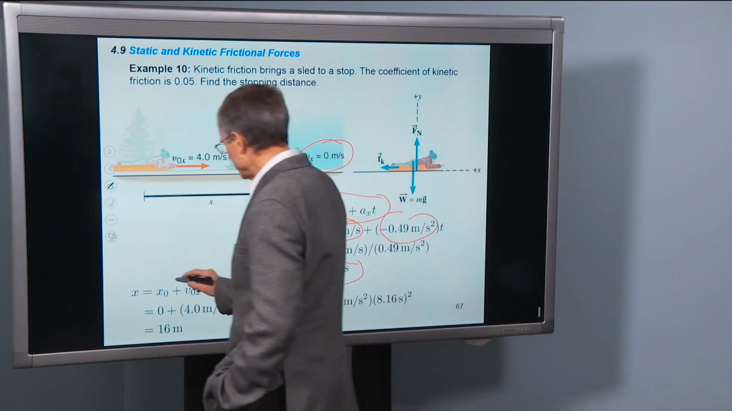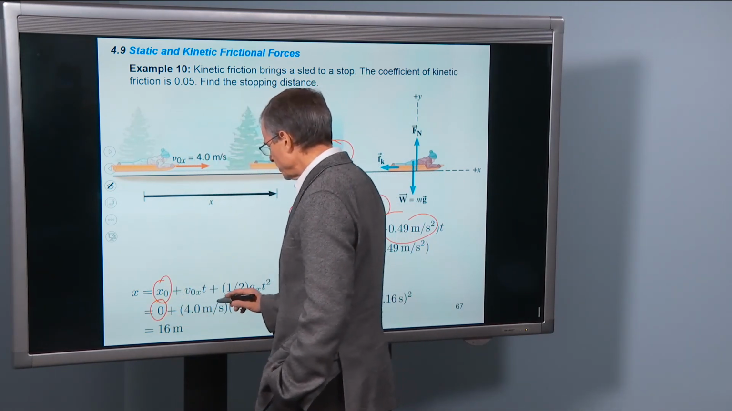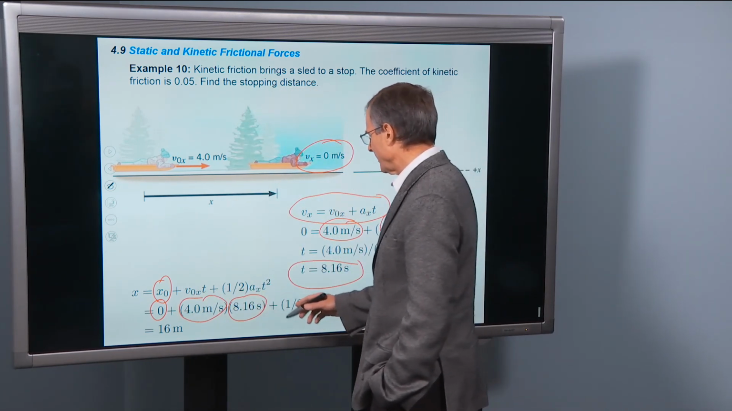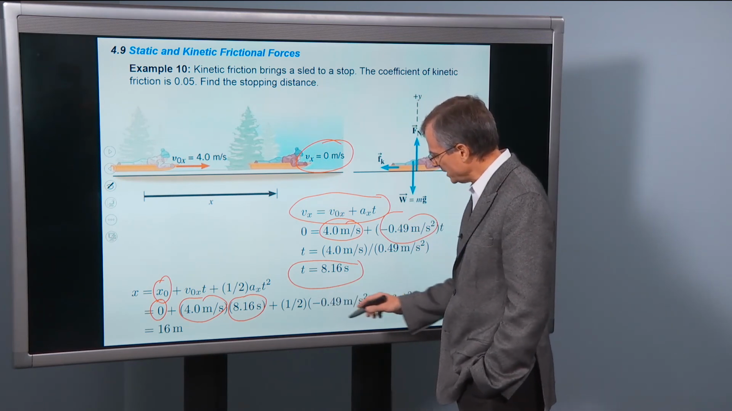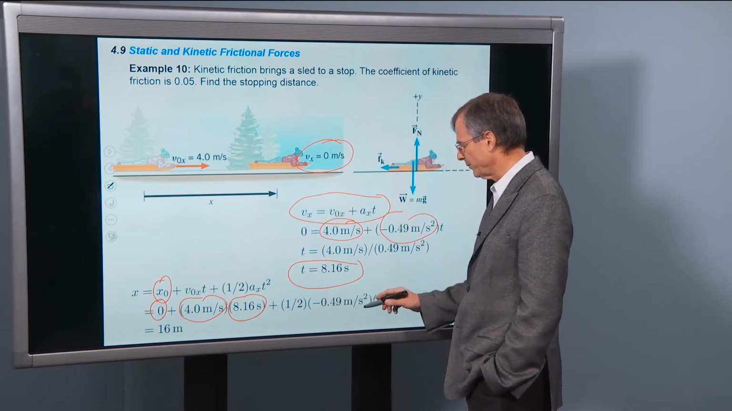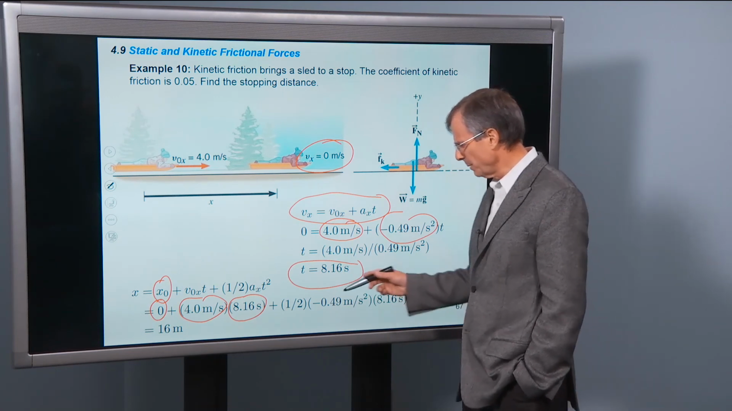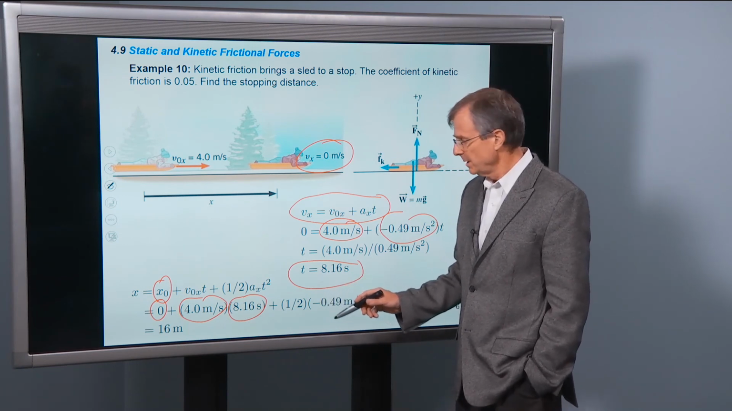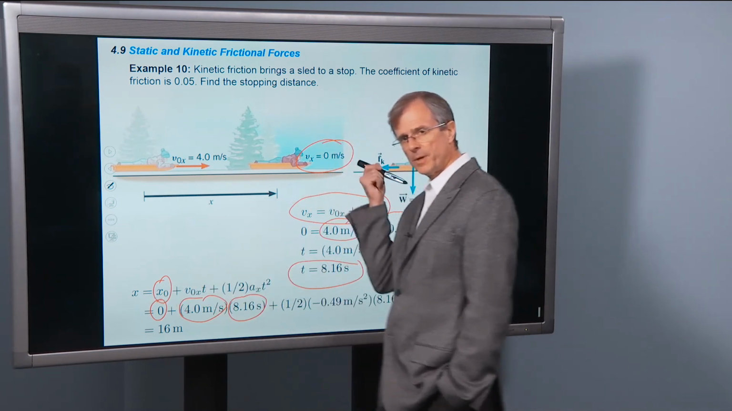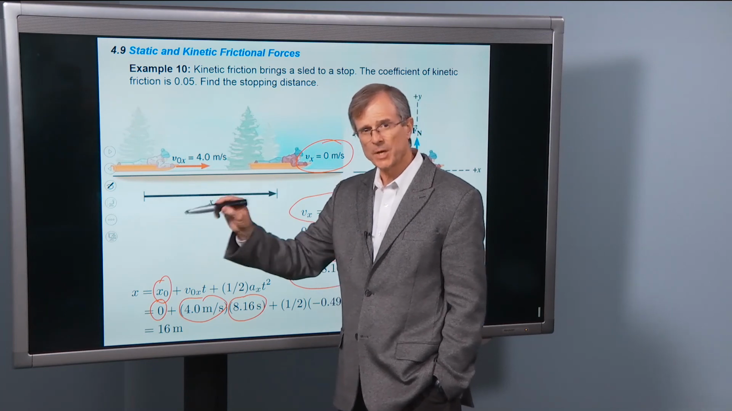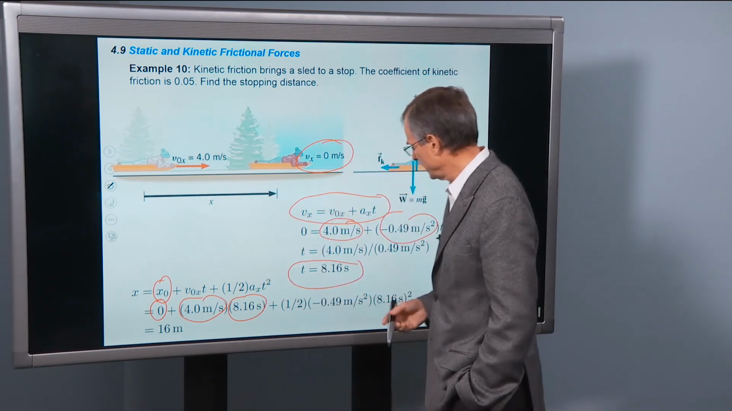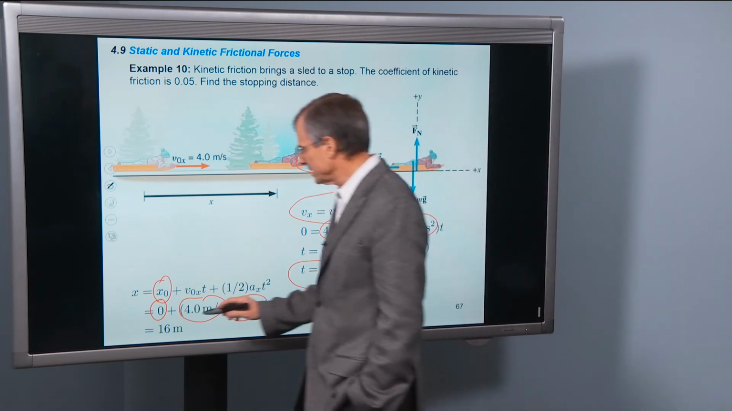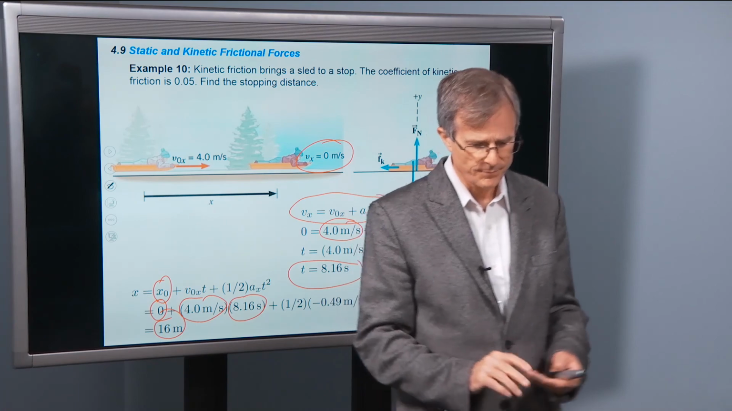If the initial position is 0, the initial velocity is 4 meters per second, the time is 8.16 seconds, plus 1/2 times the acceleration, which is a negative 0.49 meters per second squared. And you say, well, shouldn't I put it in as a positive? I say, no, sirree. Leave it as negative because x is going in the positive direction and a x is negative and it's trying to slow it down. Otherwise, it'll never stop if you put this in as positive. Times t squared. Plug it in, you get about 16 meters for the stopping distance. That's how to do that kind of problem.